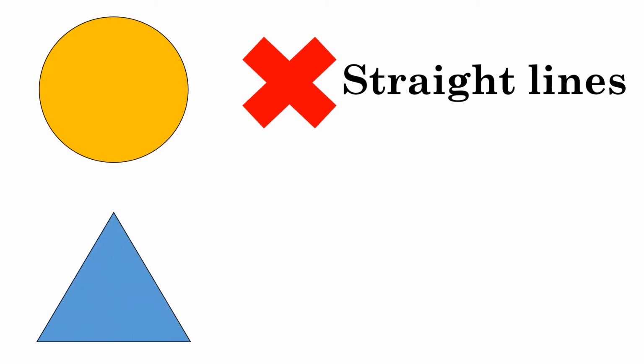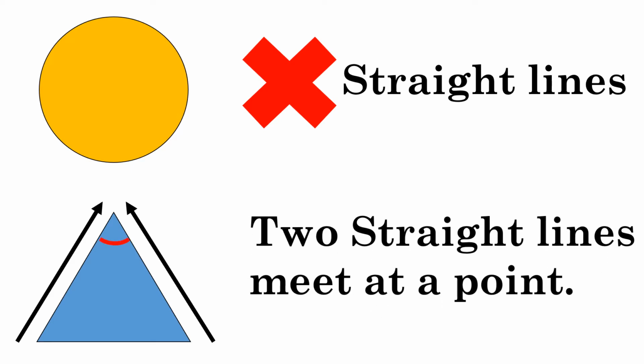Here, this is a circle. Now tell me, do you see any angles in this given shape? No, because there are no straight lines in this given shape. When we look at the second example, it's a triangle. Now you see there are two straight lines and they are meeting at a point. Therefore, it creates an angle.